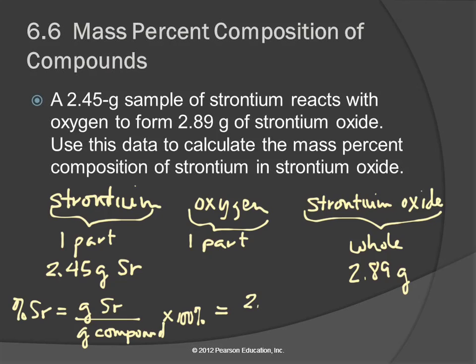So the part is 2.45, the whole is 2.89 times 100. 2.45 divided by 2.89 times 100. 3 sig figs, 84.8% strontium. That tells us that for this compound, 84.8% of the mass is from strontium. The rest of the mass is from oxygen.